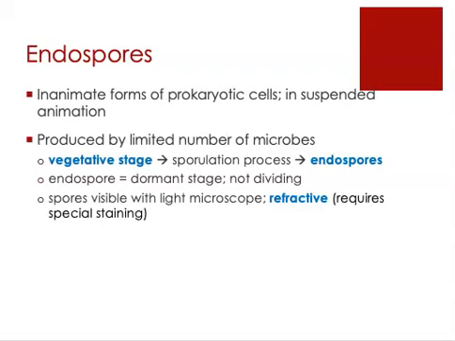You can see spores under a light microscope because they are very refractive. They bend light in a certain way, and so they have a particular look. They almost look mirrored underneath the microscope. They sort of flash underneath the microscope. Now, there are also special stains for endospores that help us see them clearly under the microscope.